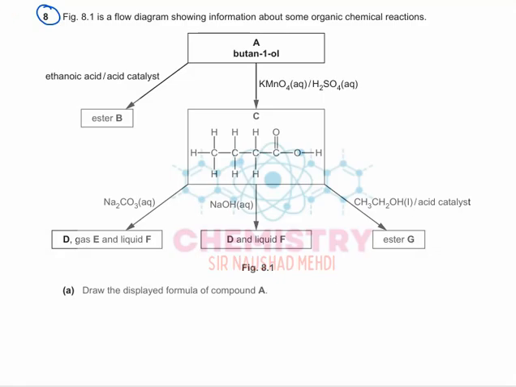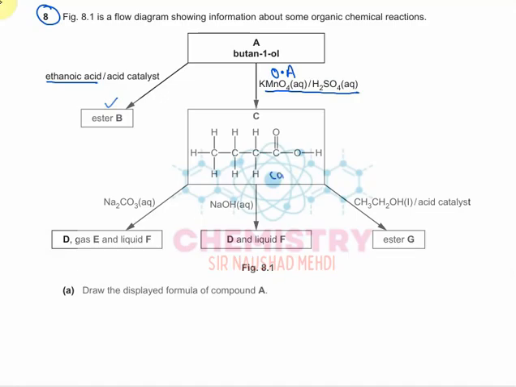So first of all, if we start from here, it's saying butane-1-ol is converting into an ester, which is B, by reacting it with ethanoic acid. Similarly, this compound A, which is butane-1-ol, is reacting with KMnO4 in the acidic medium H2SO4. You all know that KMnO4 is an oxidizing agent, right? So what will KMnO4 do? It will oxidize the butanol into carboxylic acid.